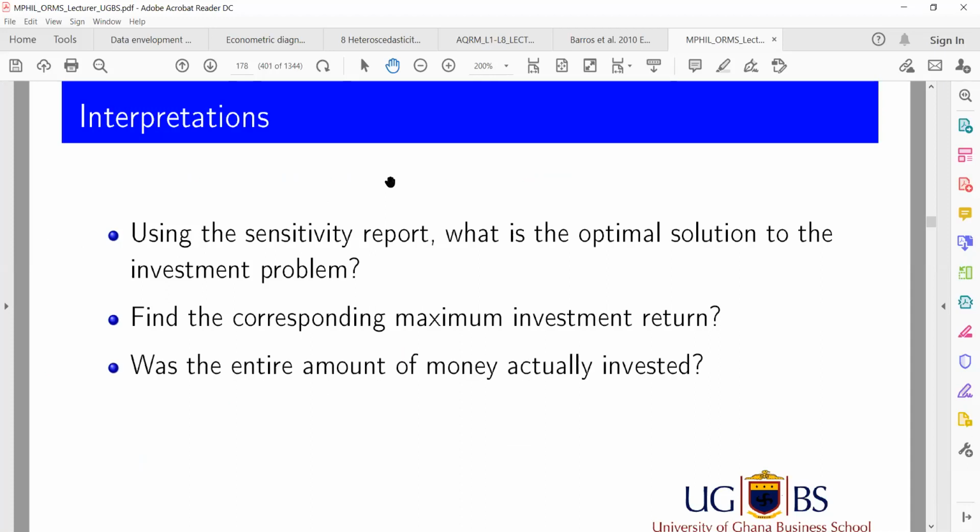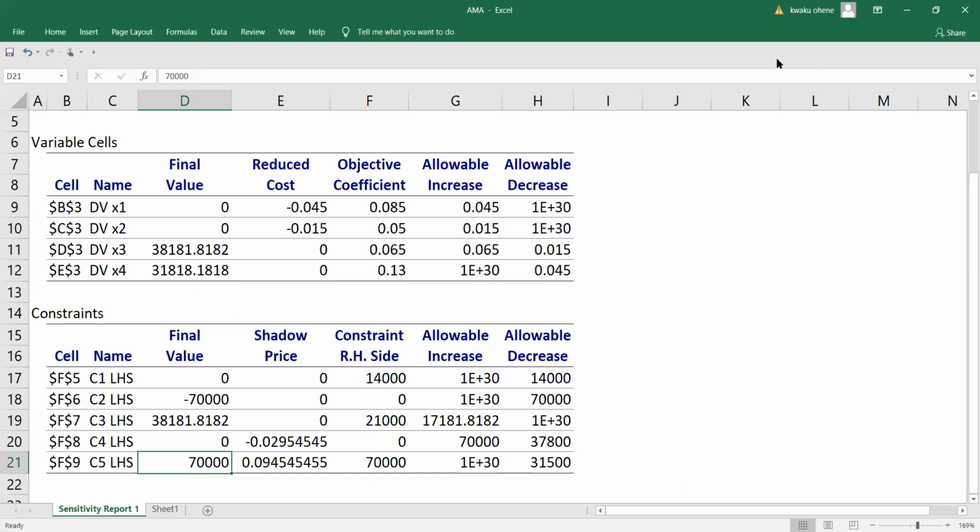Next question: was the entire amount of money actually invested? This is easy, who can tell me that? Let's go to the Excel. Was the entire amount of money actually invested? Who wants to give me a reason? Who wants to raise a hand and then explain?